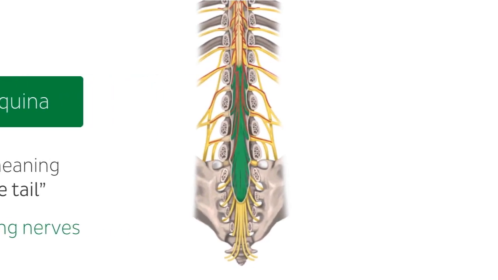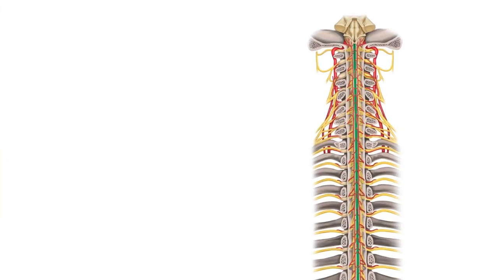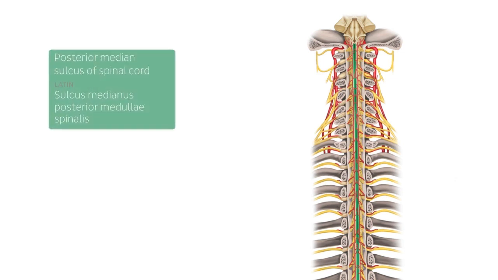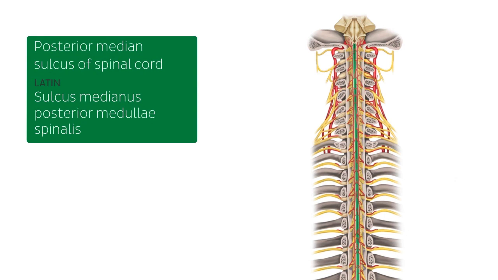If we look carefully at the posterior surface of the spinal cord, we can just barely see this structure here, which is a shallow groove situated at the midline along the posterior aspect of the spinal cord, and it's known as the posterior median sulcus.